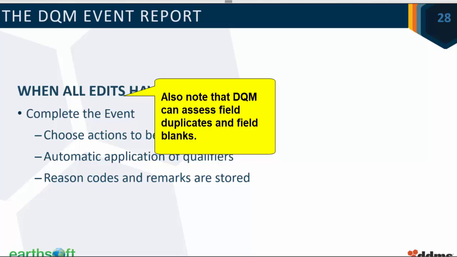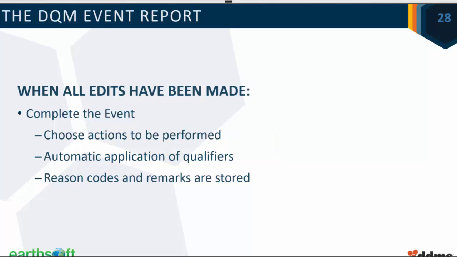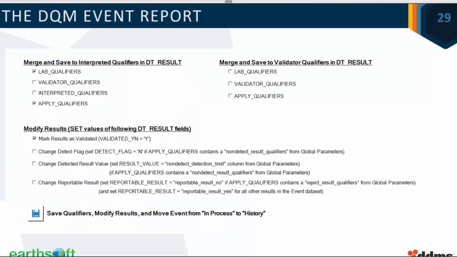So after all of the edits have been made, I'm seeing that I'm getting really close to the top of the hour. Talking really fast now. Okay, when all the edits have been made, then you're going to complete your event, and you get some choices there also. This is the screen when you're completing the event. You get to choose how you want to handle the qualifiers, what you want to merge. You've already established your hierarchy in the EQuiS, so that's already set. But now you get to make some choices on how you want the results and the qualifiers to be handled, and flags for detect and non-detect, those kind of things.